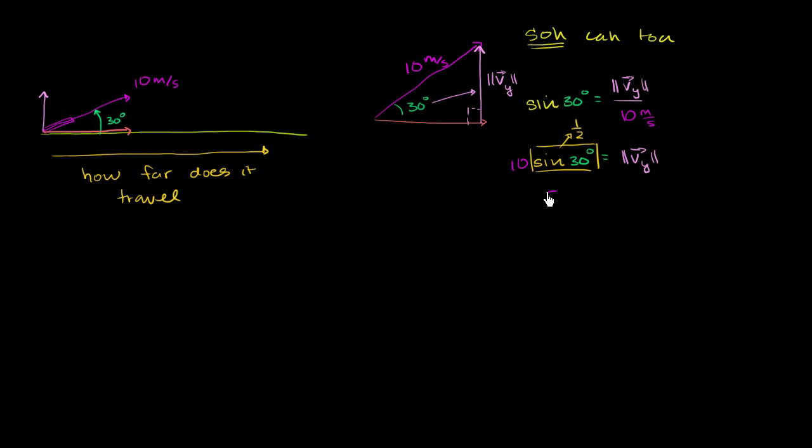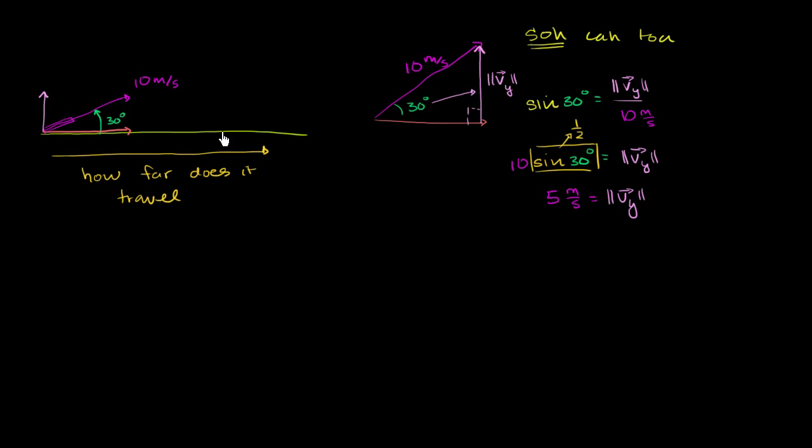So, and I forgot the units there. So 5 meters per second is equal to the magnitude of our vertical component. It's equal to the magnitude of our vertical component. So what does that do?